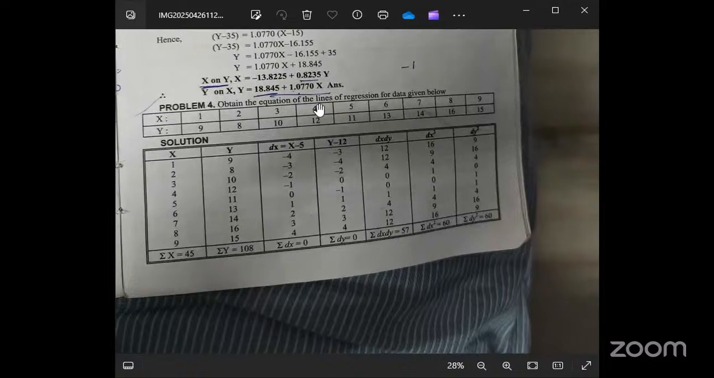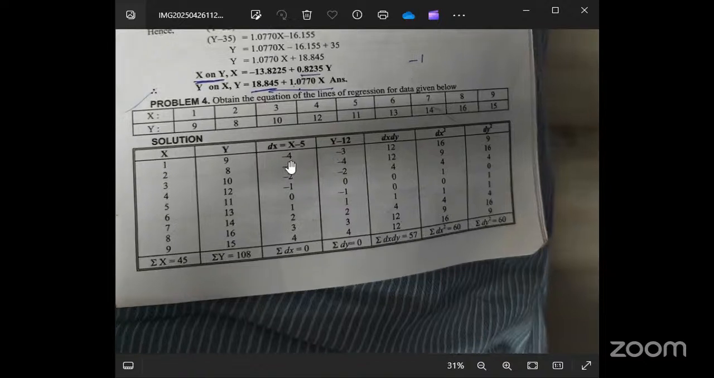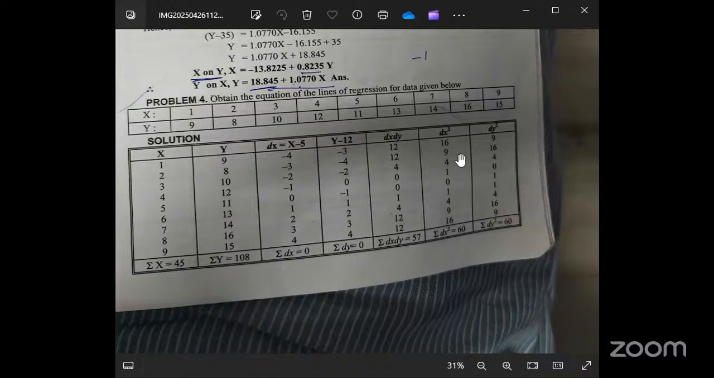In the previous problem, there was a fourth question. I would like to share it with you. Fourth one: obtain the equation of lines of regression for the data given. So x and y data is given to you. Similarly, like other problems, we need to find the total of x, total of y, then dx and dy, then dx square, dy square, and dx into dy. So just give a glance so that the continuation will follow.